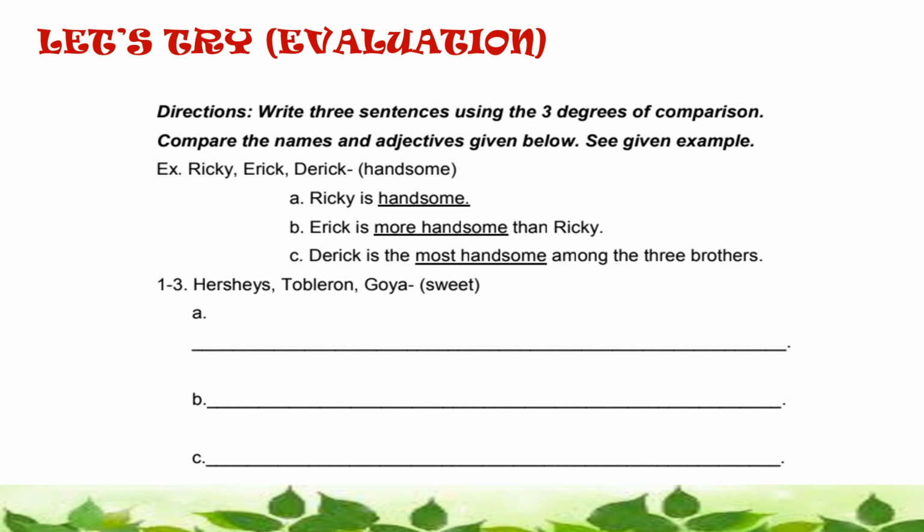Letter B. You need now to compare two nouns. And of course, we need to use than. Please take note if the word is 2-syllable or 3-syllable, so you know if you are going to add er or more. So, Eric is more handsome than Ricky. Letter C. Derek is the most handsome among the 3 brothers. Derek is being compared with all his brothers, that's why we use most handsome.